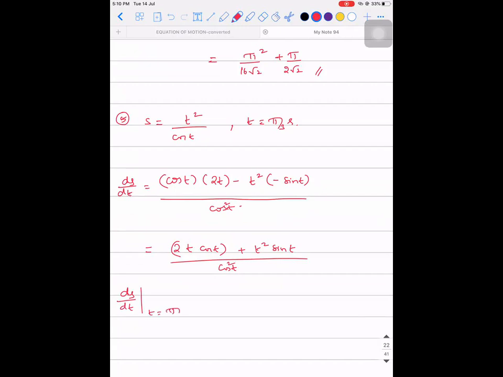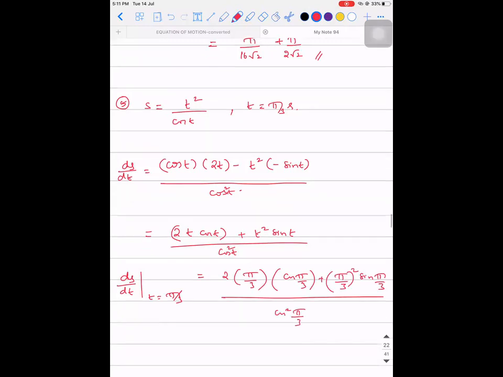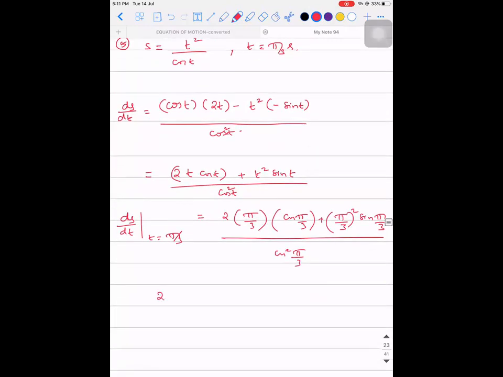So t is equal to pi by 3. So 2 into pi by 3 into cos pi by 3 plus pi by 3 the whole square into sin pi by 3 the whole divided by cos square pi by 3, right? So 2 pi by 3 into, what is cos pi by 3?